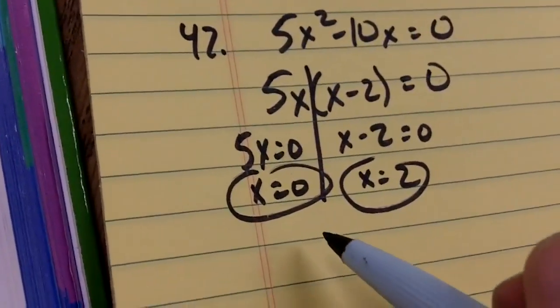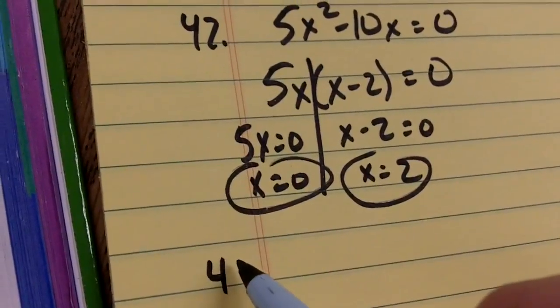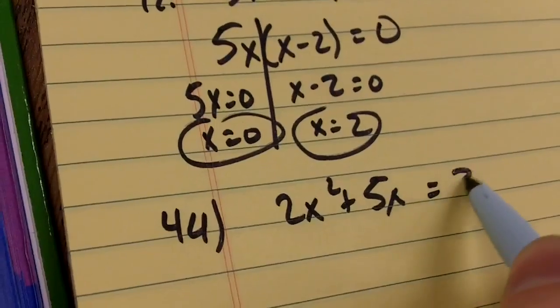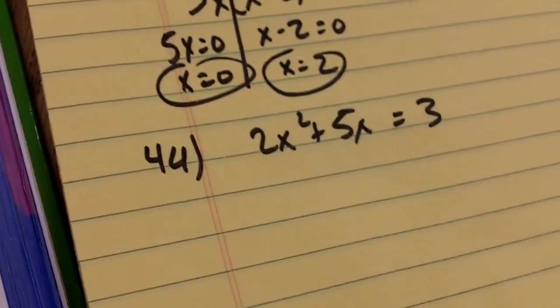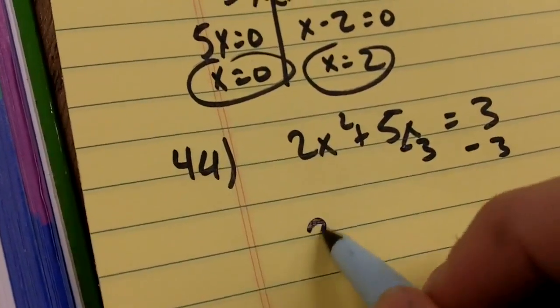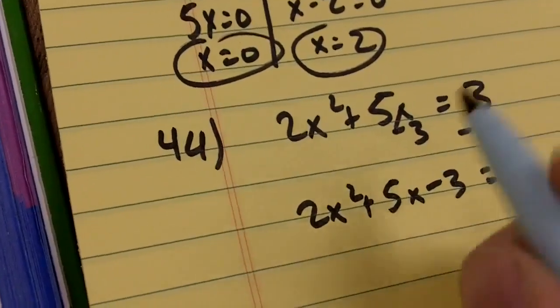I'll do one more, but this really shouldn't be that hard. Your test will look similar to this tomorrow. 44, 2x squared plus 5x equals 3. This is a quadratic. If I'm going to solve a quadratic, is it in standard form? This isn't, so I'm going to put it in standard form. 2x squared plus 5x minus 3 equals 0.